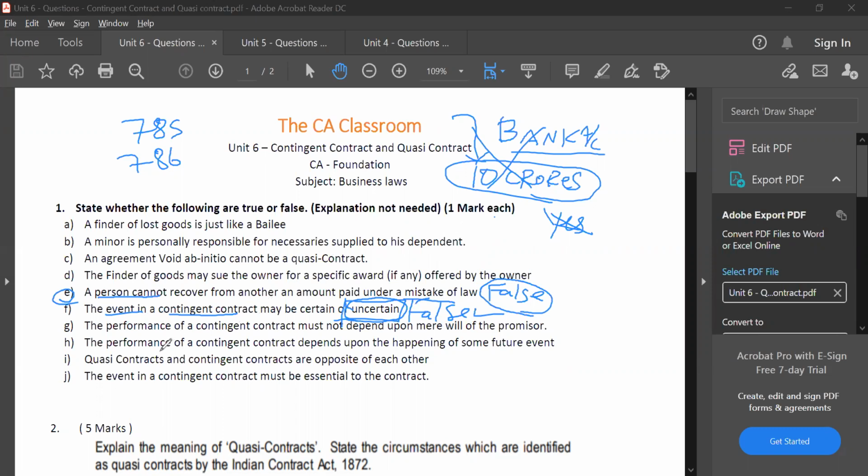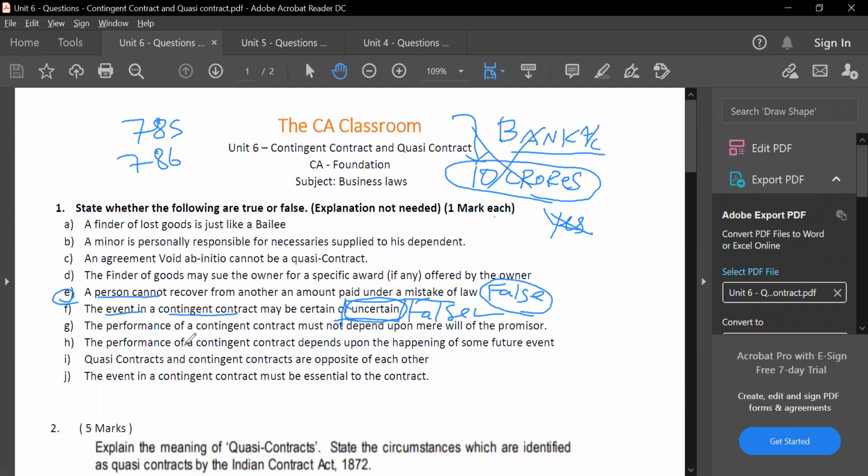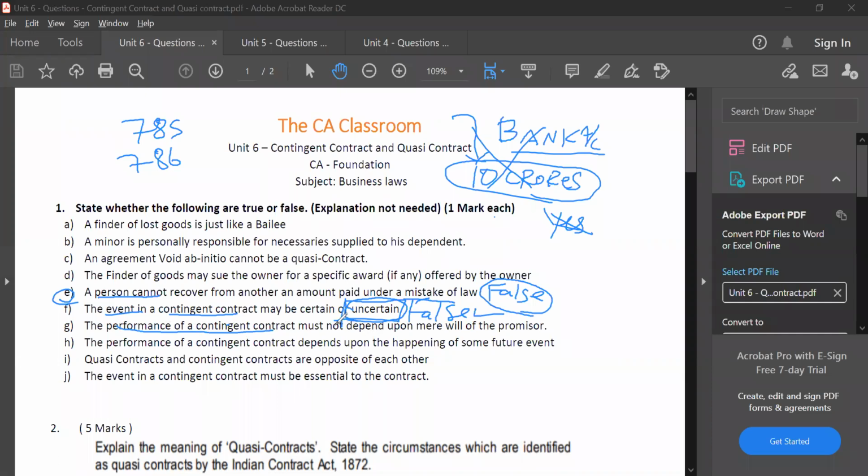Next, G. Read the G question for us. The performance of a contingent contract must not depend upon the mere will of the promisor. Answer: it is true. One of the rules of contingent contract is that performance must not depend upon the mere will of the promisor. Let's say X is telling Y, if it rains tomorrow, I'll pay you 100 rupees. If it does not rain, I won't pay you anything. Y will not pay X anything back. See, it is called betting.